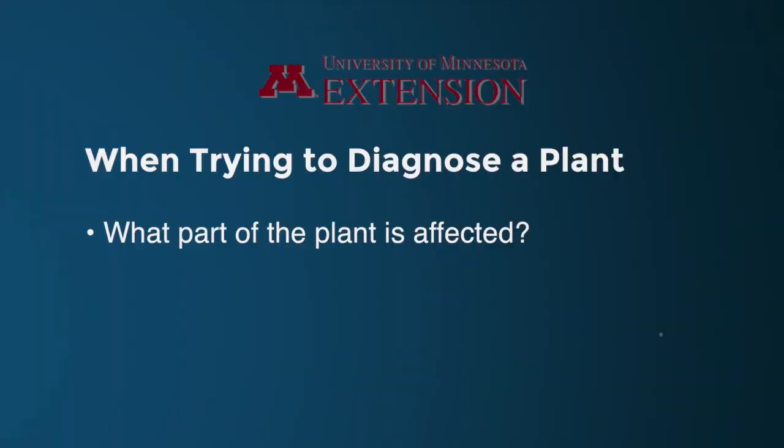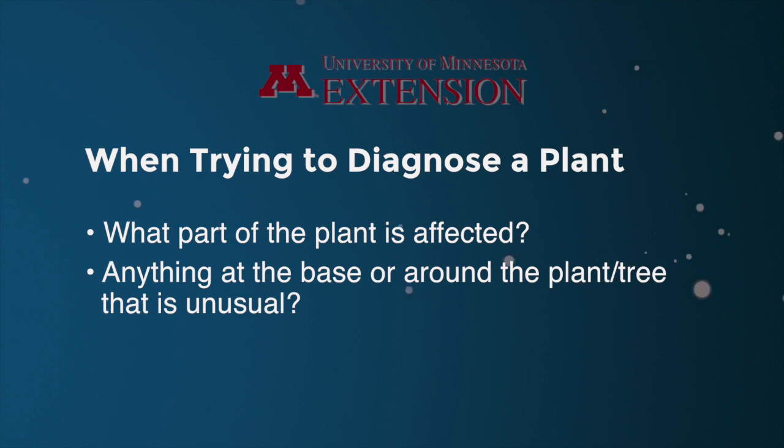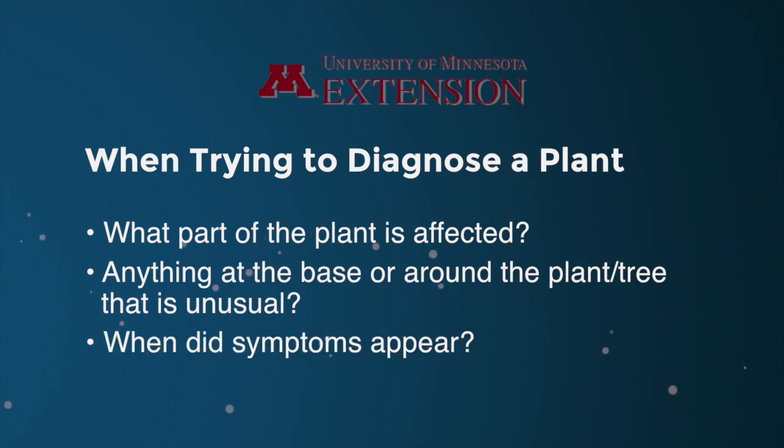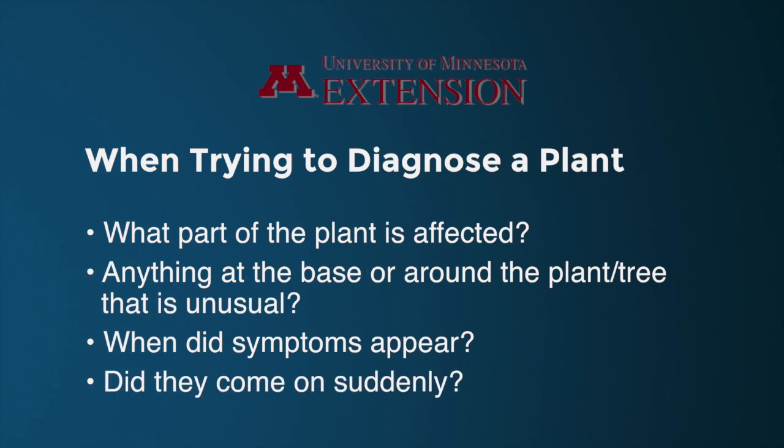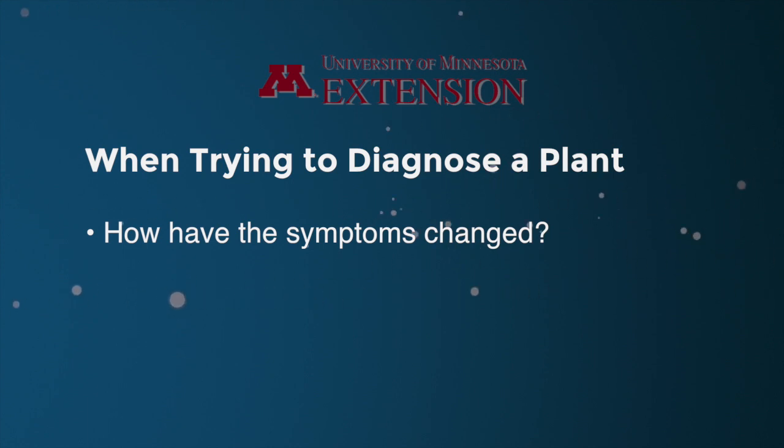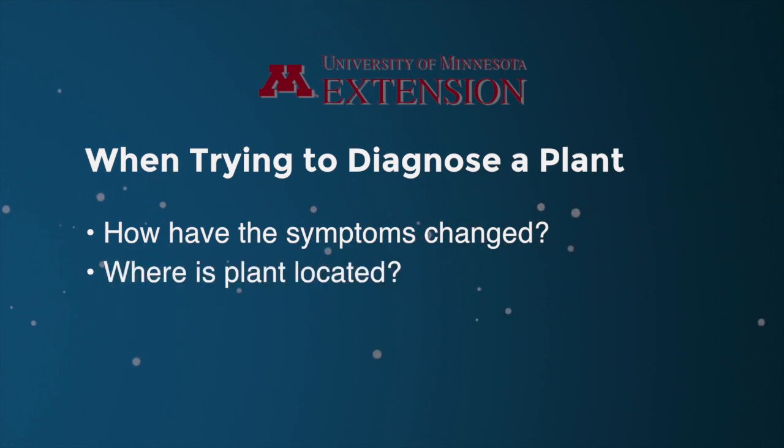We'll probably ask several follow-up questions, such as, what part of the plant is affected? Do you see anything at the base of the plant that's unusual? When did the symptoms appear? Did they come on suddenly or along with some event? How have the symptoms changed? Then we'll ask you questions about where the plant is. We might also ask you what you think the problem might be. So much like your primary care provider, we'll take all the information you give us and try to narrow down what is wrong with your plant.